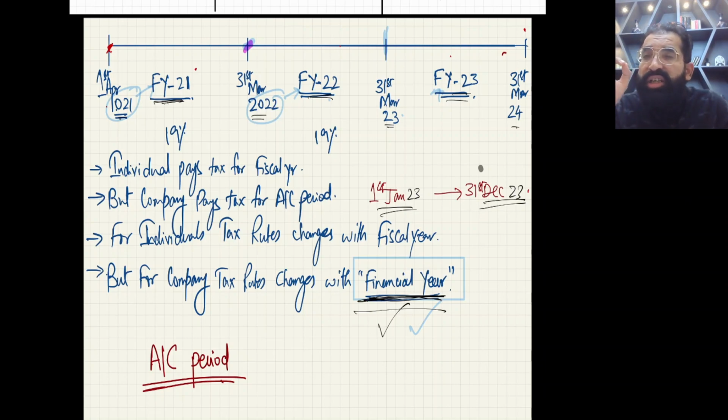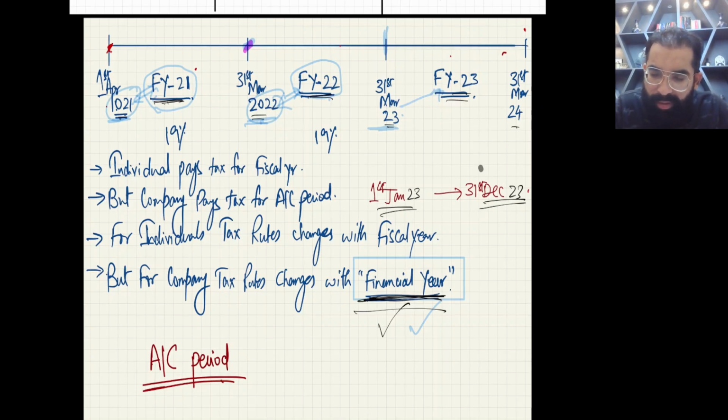Listen, financial year always starts on 1st April and ends on 31st March. So here you can see this is the financial year, 1st April 21 to 31st March 22 first, then 1st April 22 to 31st March 23 second, then 31st March 24. Now how to write the name? This is called FY21. Why we are calling it FY financial year 21? Because it is starting in 21. This will be called FY22 because it is starting in 22. This will be called FY23.